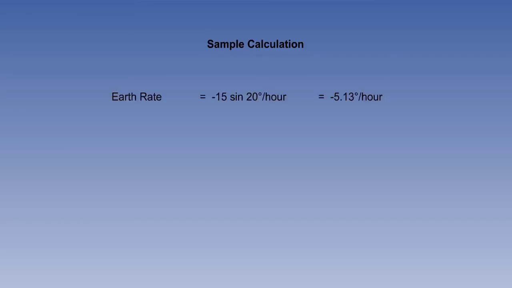Let's go through the calculation together. We know earth rate equals 15 times the sine of the latitude in degrees per hour. And the mathematical sign for earth rate in the northern hemisphere is minus. Transport wander equals the easterly component of ground speed divided by 60 times the tan of the latitude in degrees per hour. And we know the mathematical sign for transport wander in a westerly direction in the northern hemisphere is plus.